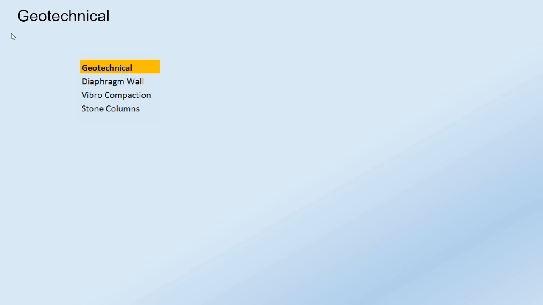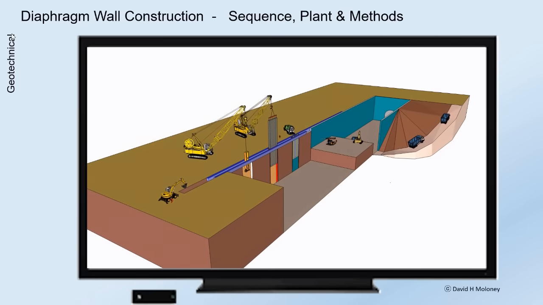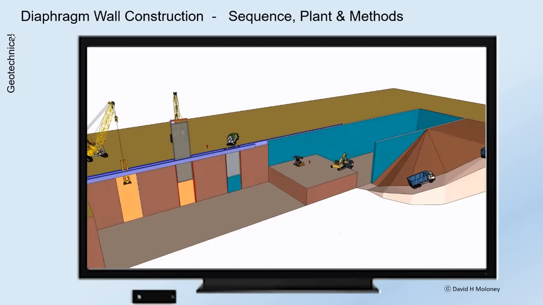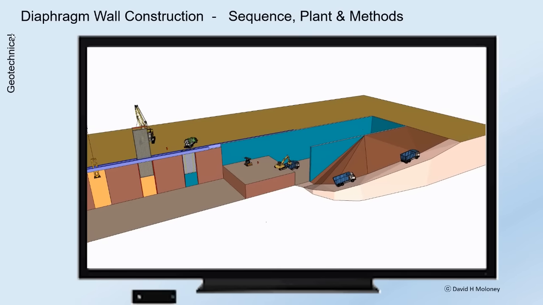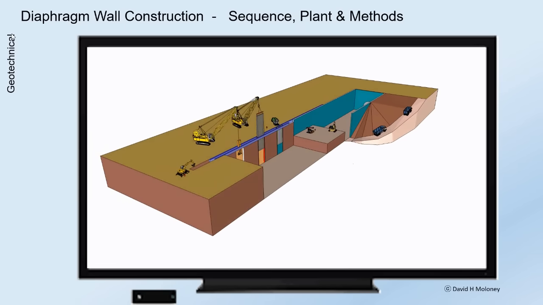Geotechnical. Diaphragm wall construction. A diaphragm wall is a reinforced concrete wall that is constructed underground in situ. A deep narrow trench is excavated in panels and filled with concrete. A mechanical grab or cutter suspended from a special tracked crane is used.